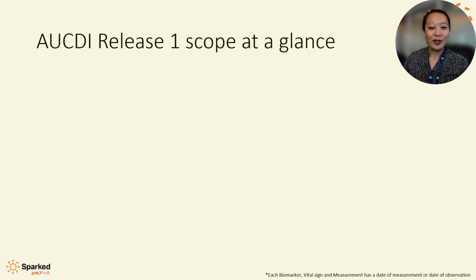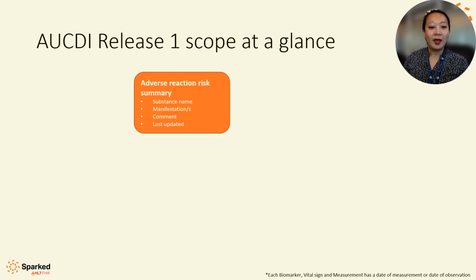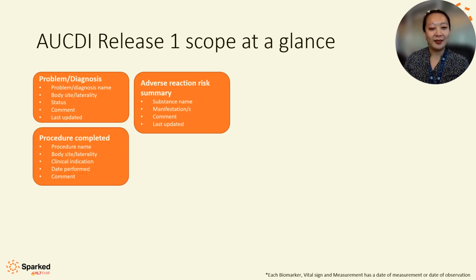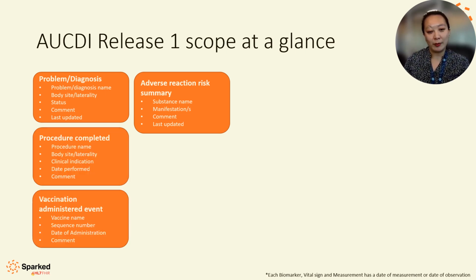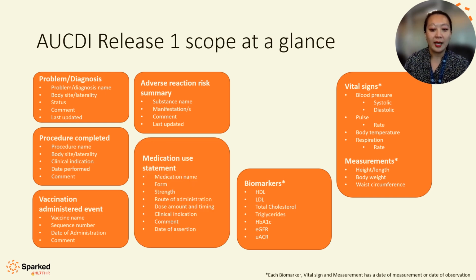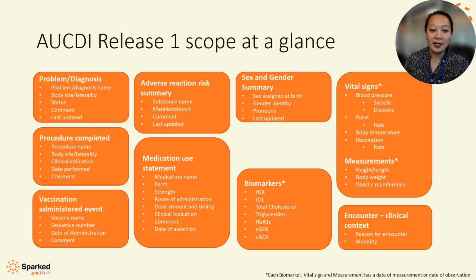The first release of AUCDI covers 10 data groups: Adverse Reaction Risk Summary, or allergies and intolerances, Problem Diagnosis Summary, Procedure Completed, Vaccination Administration, or immunizations, vital signs, measurements and other biomarkers for chronic disease and preventative health, with an initial scope of cardiovascular risk calculation and diabetes care, Medication use statement, sex and gender, encounter information necessary to provide clinical context, and tobacco smoking summary.